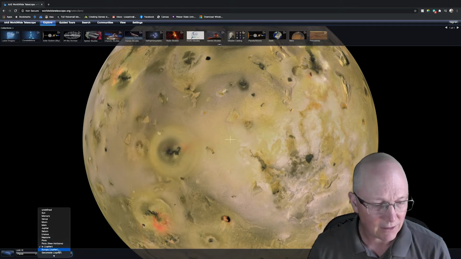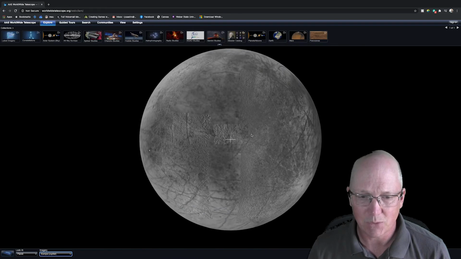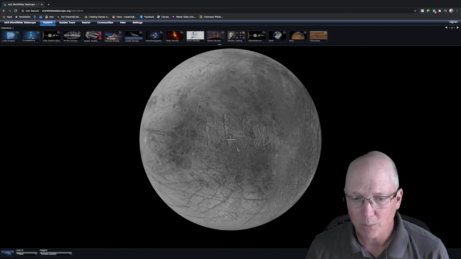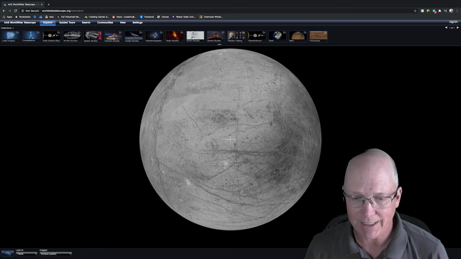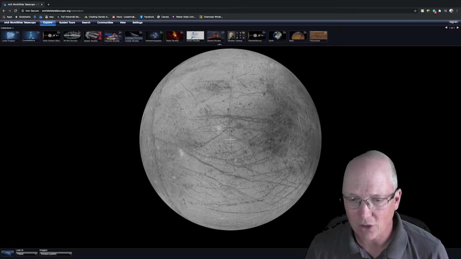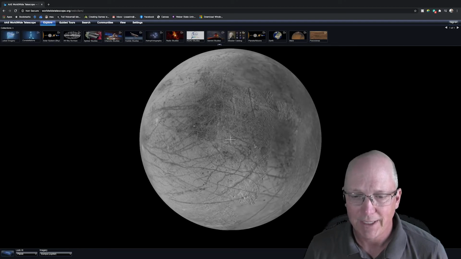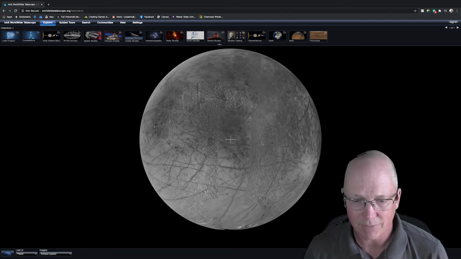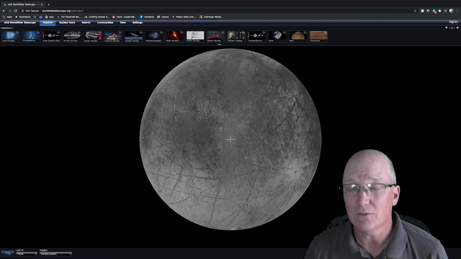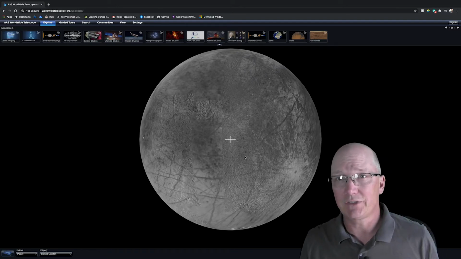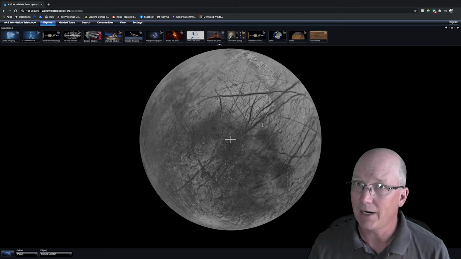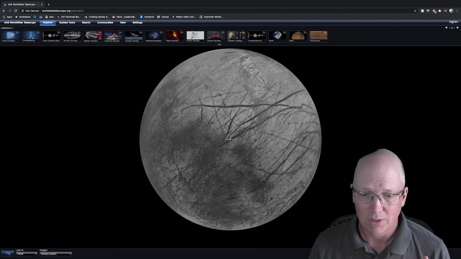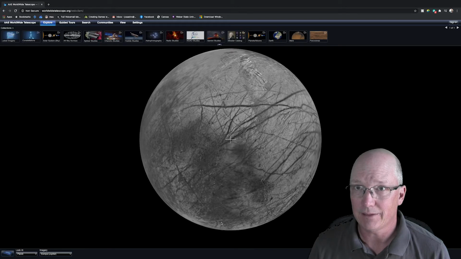So if we go to the next large moon out from Jupiter, a moon called Europa, Europa also has been resurfaced because of this tidal heating, but not to the extent that Io has. You can see it's been cracked and flexed, but it's not nearly warm enough to cause the same type of volcanic heating that you see on Io. In fact, it is warm enough, however, to have liquid water underneath this icy crust.